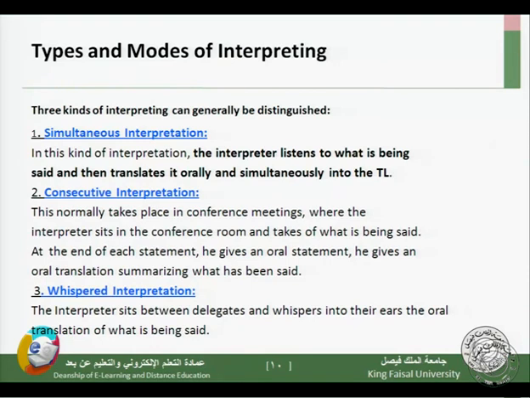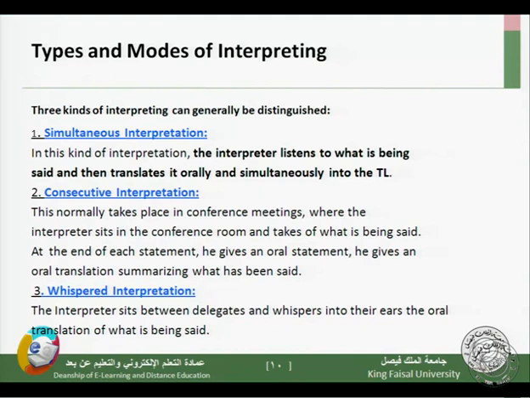In this kind of interpreting, the interpreter listens to what is being said and then translates it orally and simultaneously into the target language. Simultaneously means right away. Right away he translates verbally, orally. He doesn't wait. Just you say, hello, marhab. Assalamu alaikum, may peace be upon you. Right away. This is what we mean by simultaneous.